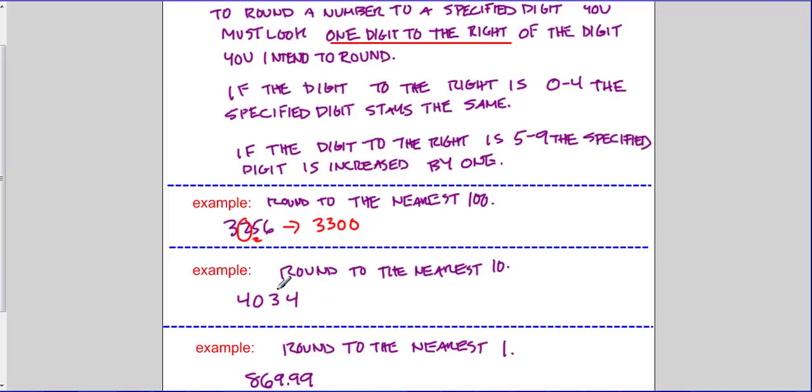Next, round to the nearest 10. Well, the tens place is here. I look behind it, that's a 4. If the digit to the right is 0 to 4, the specified digit stays the same, so that 3 stays the same, and then the 4 just is replaced with a placeholder 0.